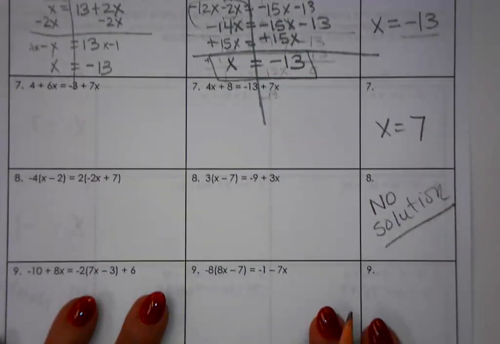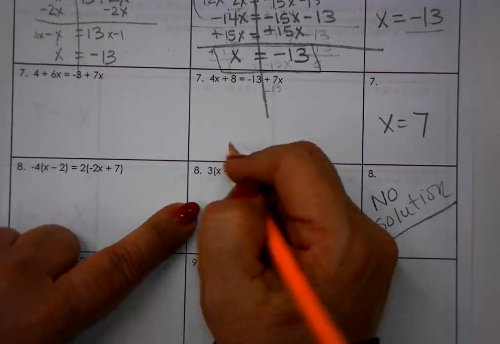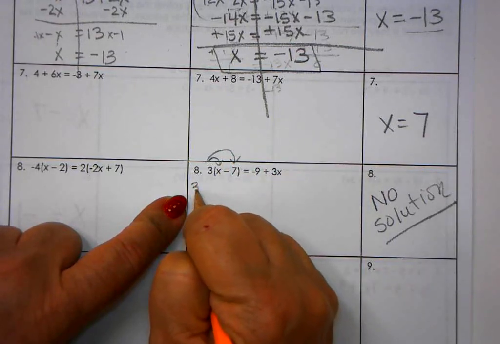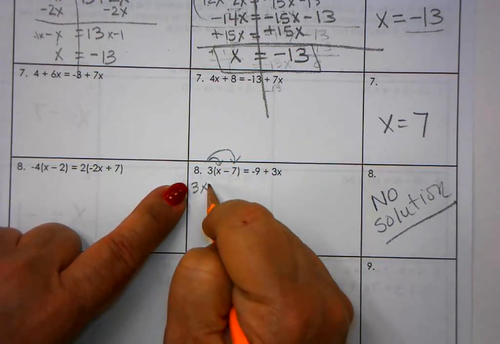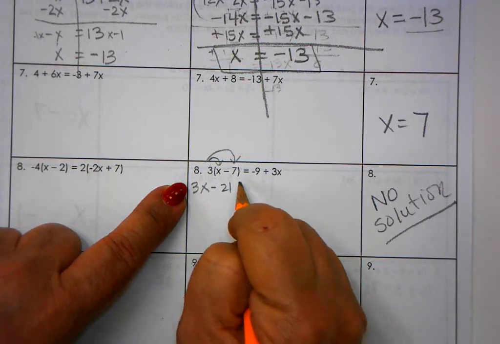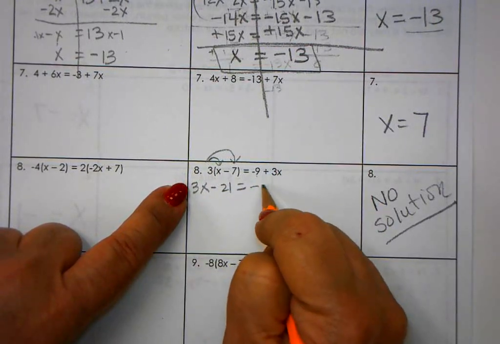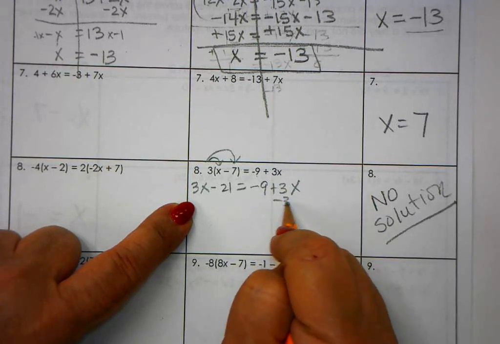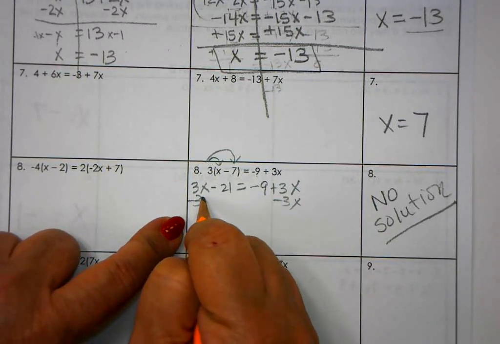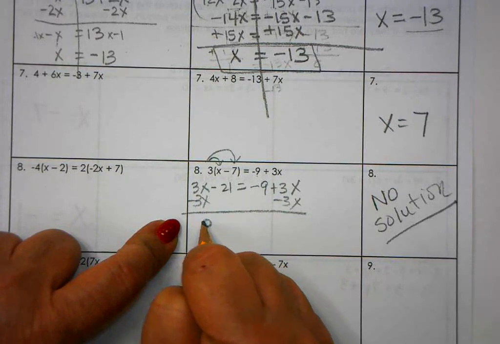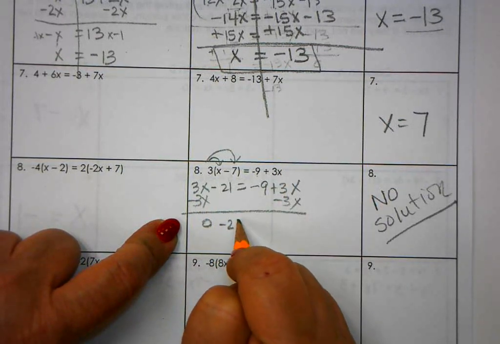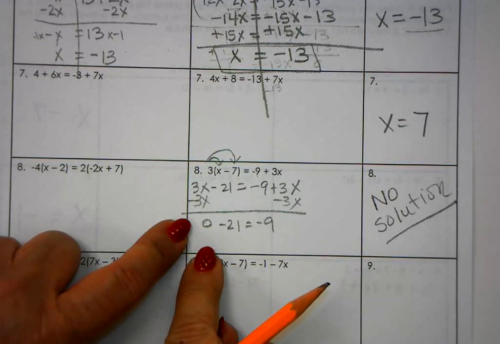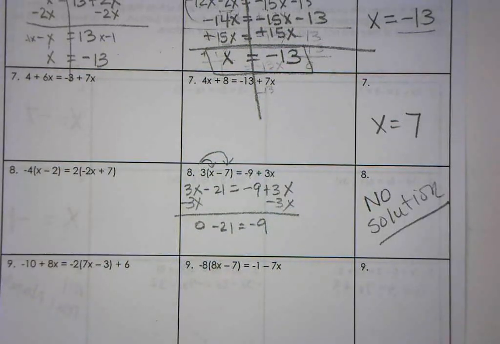And so this is what you should get for your no solution. I'm going to go ahead and do column B. That's 3x. 3 times negative 7 is negative 21 equals negative 9 plus 3x. I'm going to move my 3 over, so minus 3x. That leaves me with a 0. Minus 21 equals negative 9. So I have 0 x's, so there's no solution to that one.